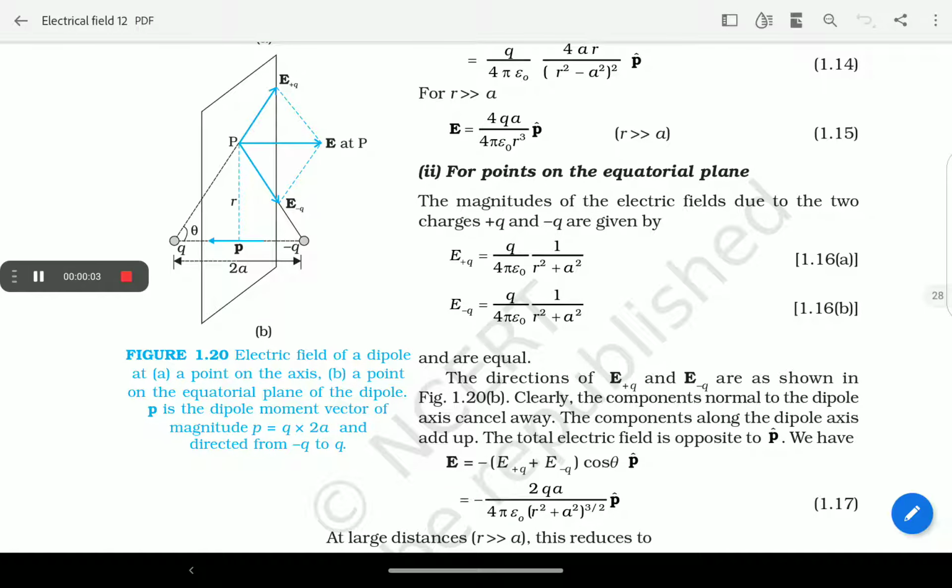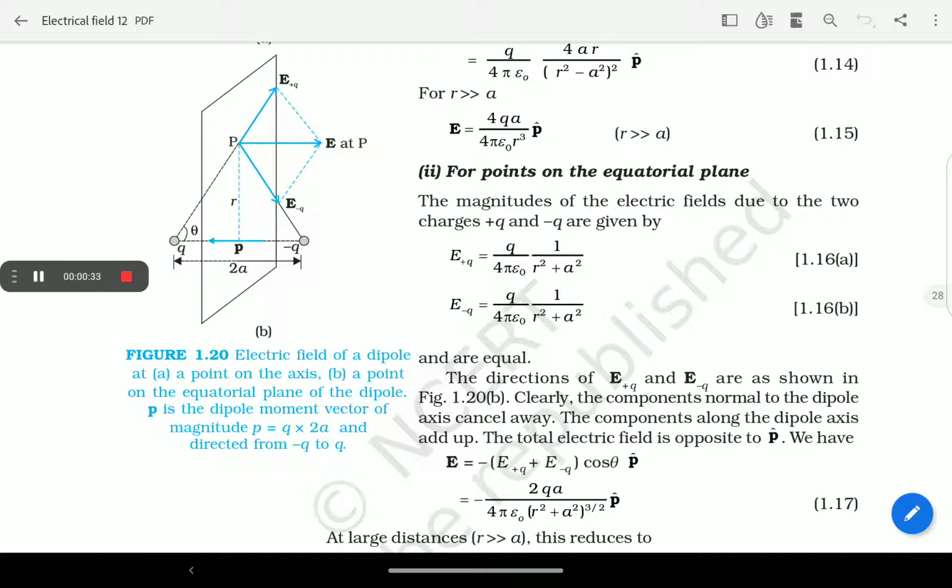In this video we will study the electric field due to a dipole at an equatorial plane, that is, at all the points on the equatorial plane. So first we need to understand what the equatorial plane is. The plane which passes through the center of the dipole perpendicularly is called the equatorial plane. And here we are finding the electric field at a point on the equatorial plane.